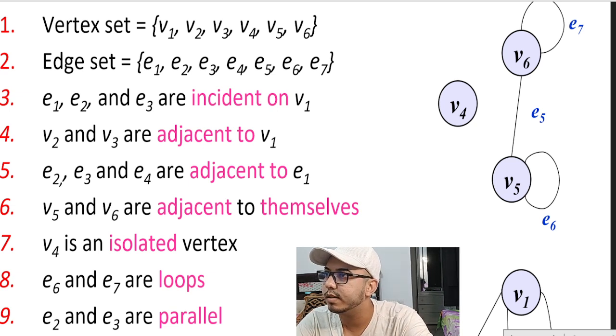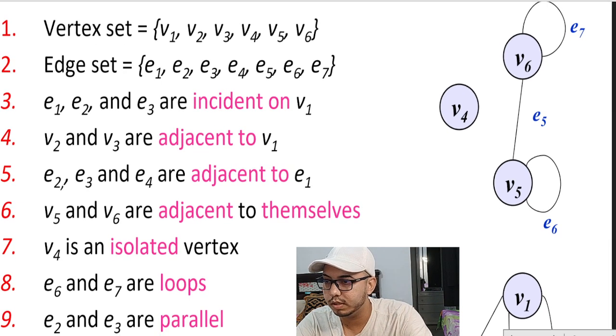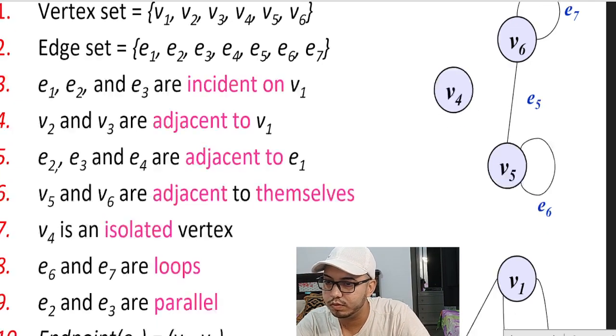Now you can see that the vertex set equals v1, v2, v3, v4, v5, and v6, and the edges are E1, E2, E3, E4, E5, E6, E7. So E1, E2, and E3 are incident on V1, and V2 and V3 are adjacent to V1.